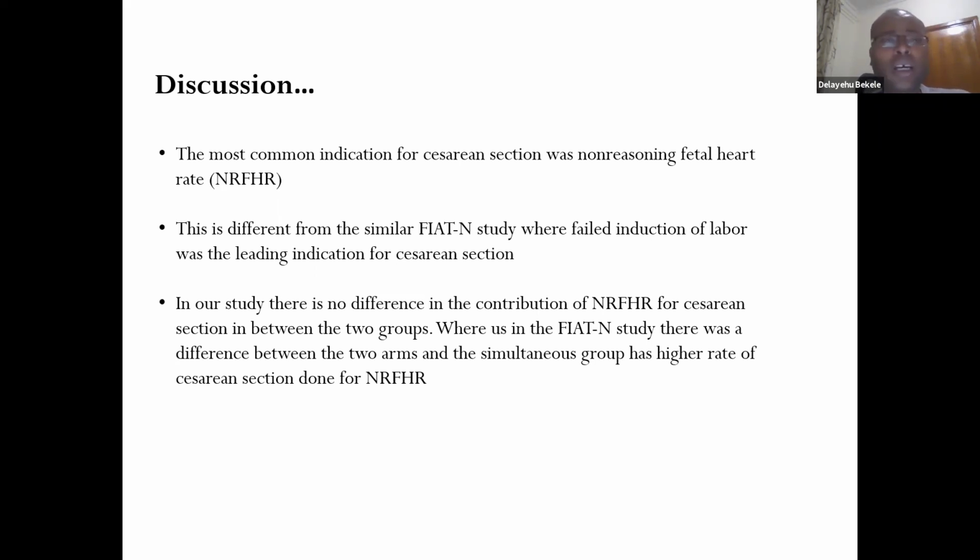And in our study, there's no difference in the contribution of non-reassuring fetal heart rate to cesarean section between the two groups. While in the previous RCT, there was a difference between the two arms, and the simultaneous group had a higher rate of cesarean section for non-reassuring fetal heart rate.